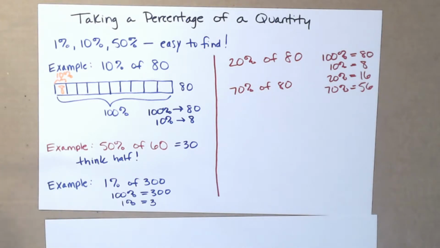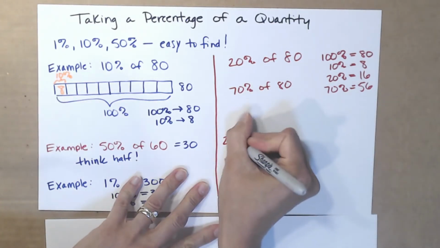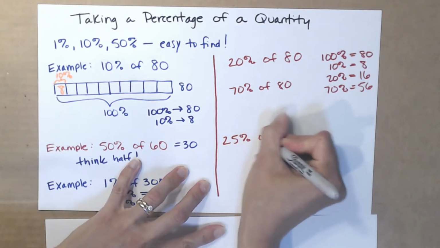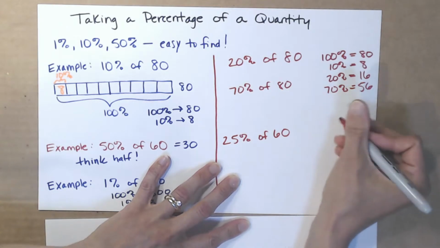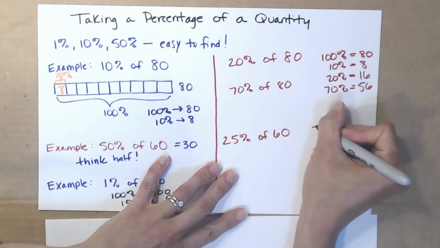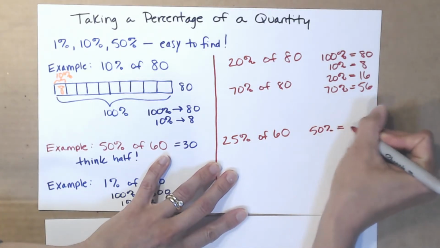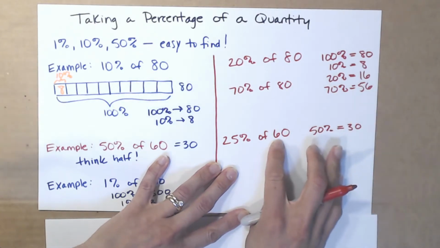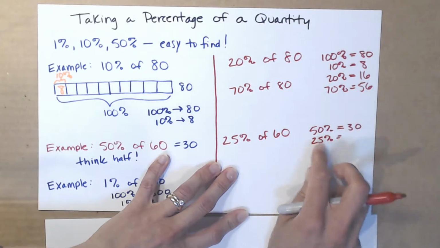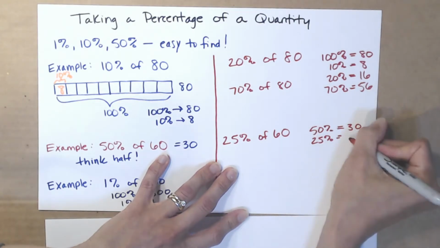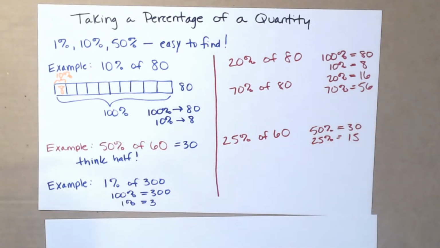Now, we can adjust this 50% to find 25%. What if we wanted to find 25% of 60? So here, a good technique is to start with 50%. So 50% is 30. Half of 60 is 30. And then to find 25%, that's just half of the 50%. So that would be 15.